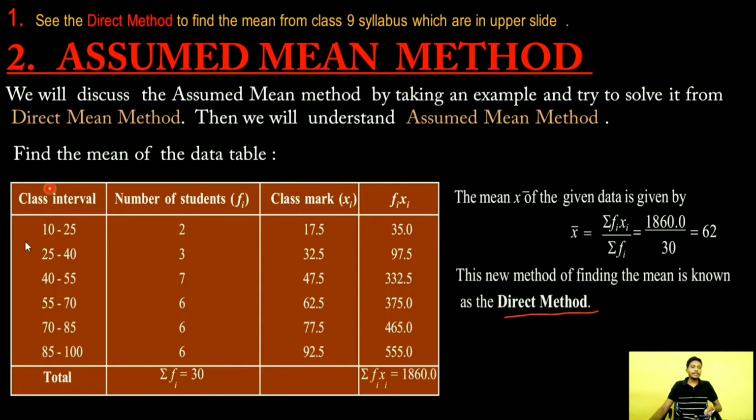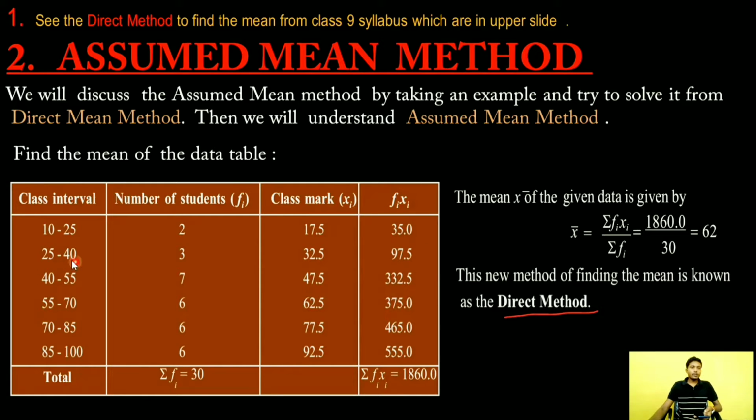In the direct method, this is our continuous frequency distribution table and this is our class interval. Here 10 is the lower limit and 25 is the upper limit, and this is our class mark. Class mark is the sum of the lower limit and upper limit of every class interval divided by 2. Here 10 is the lower limit, 25 is the upper limit, so the sum is 35. 35 divided by 2 is equal to 17.5, and fi xi is the product of class mark and frequency. Here 17.5 is the class mark and 2 is our frequency, so fi xi is 35.